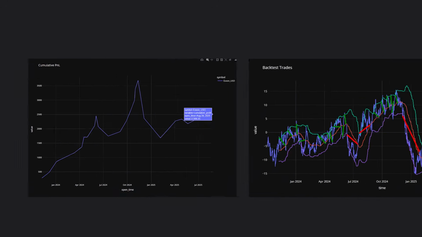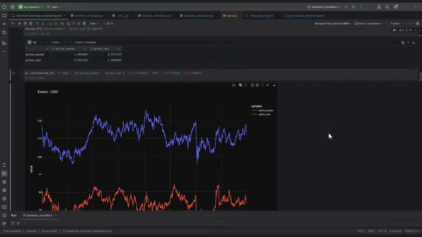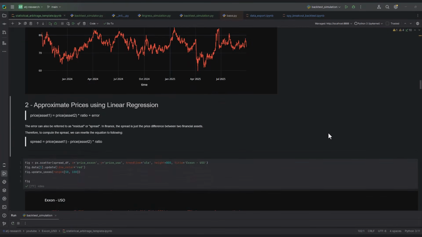As you can see in the P&L result, the strategy is not risk-free as it also generated some significant drawdown, but overall it is nice to see a positive outcome. This analysis was made with Python and Jupyter Notebook.